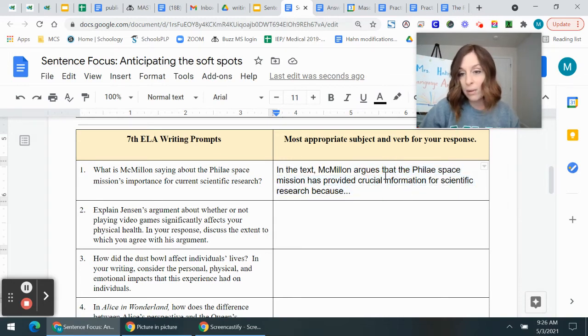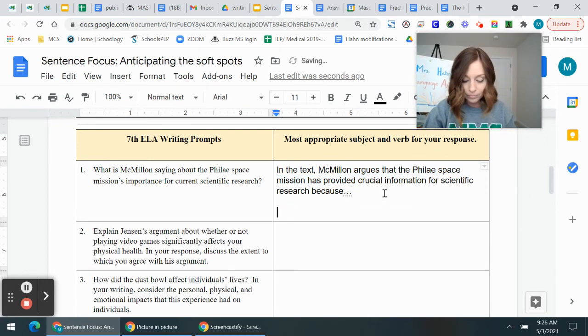In the text, McMillan argues that, and I'm just going to go out on a limb here and say, I'm guessing this space mission is pretty important for scientific research. So in the text, McMillan argues that the Philae space mission has provided crucial information for scientific research because. That's it. You're going to end it there. Here's another example that you could use.